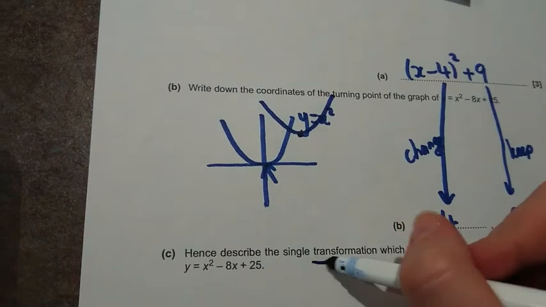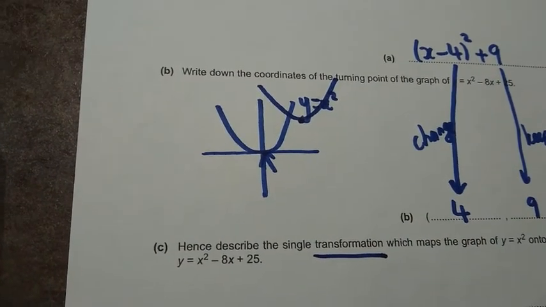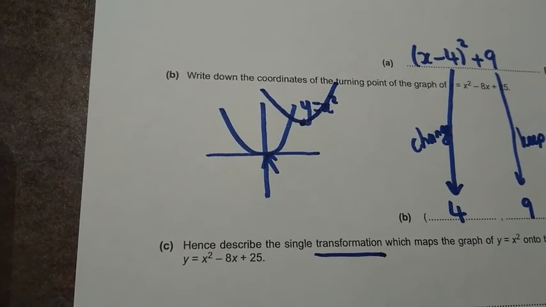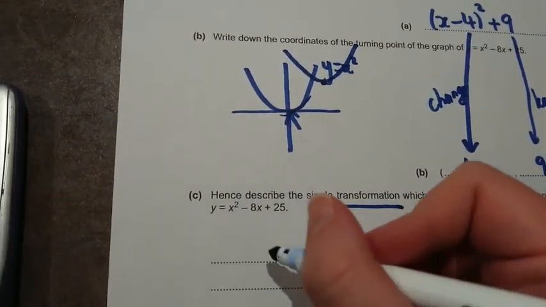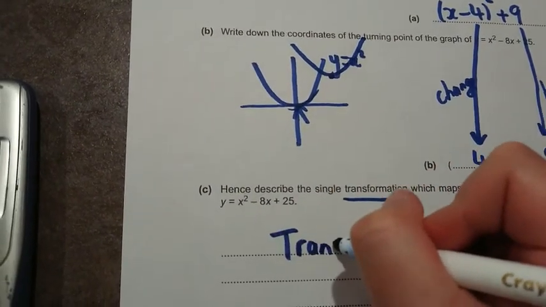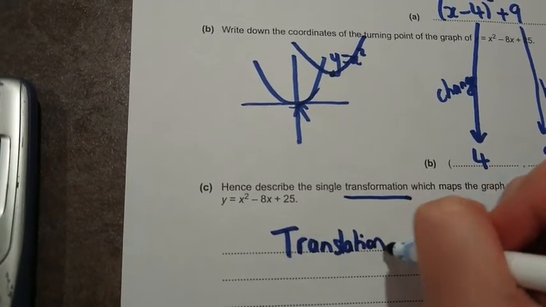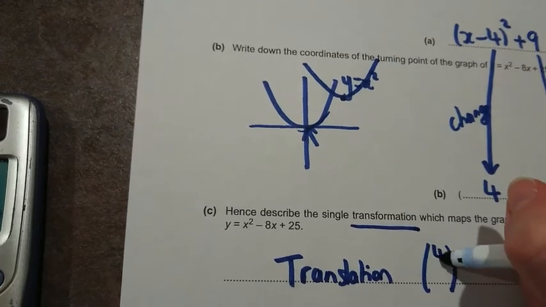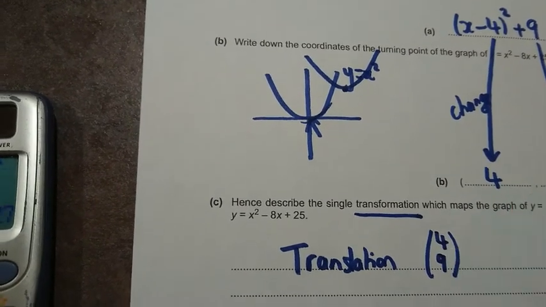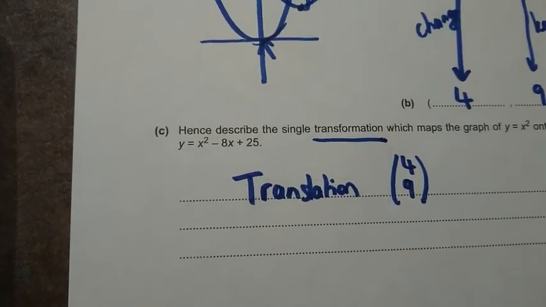And transformation is still talking about reflection, rotation, enlargement, translation. Now that has just been copied and pasted up there. So it's 1 mark for translation. And then the other mark is just saying the fact it's gone 4 right and then 9 up. So it's just translation 4, 9 like that.